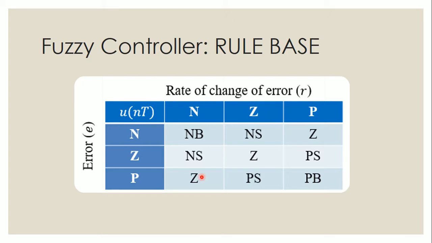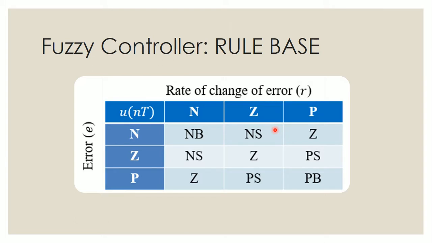This is a very common rule base for defining a fuzzy PD or fuzzy PI controller. This is the rule base of a fuzzy PD controller. If you consider the output as the rate of change of controller output, it will be considered a fuzzy PI controller in velocity form. Without going into the details of that aspect, we will be covering that in a separate video.